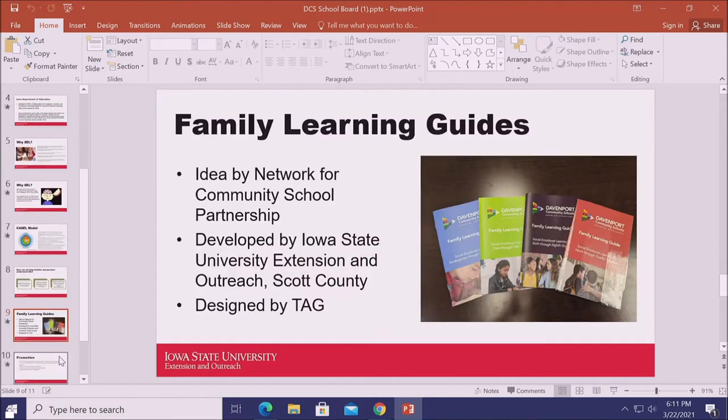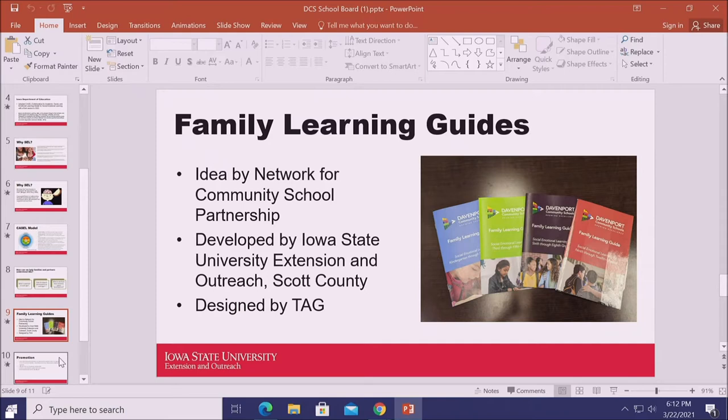So this is what they look like. There's a suite of four of them. This idea came from the Network for Community and School Partnership, as I mentioned. My office developed them, and then this beautiful design was created by TAG. Are they here somewhere? Thank you, TAG, which is just beautiful. And so this is what we ended up with.